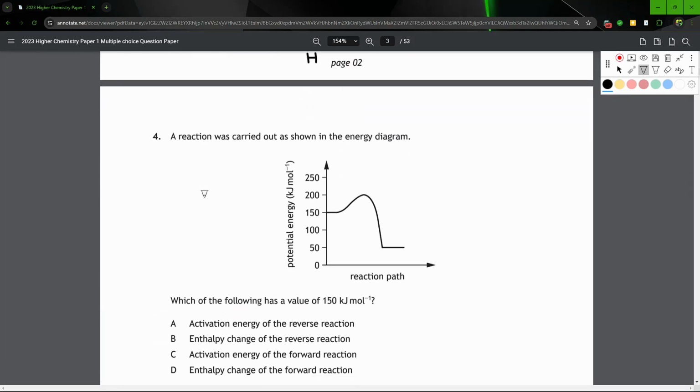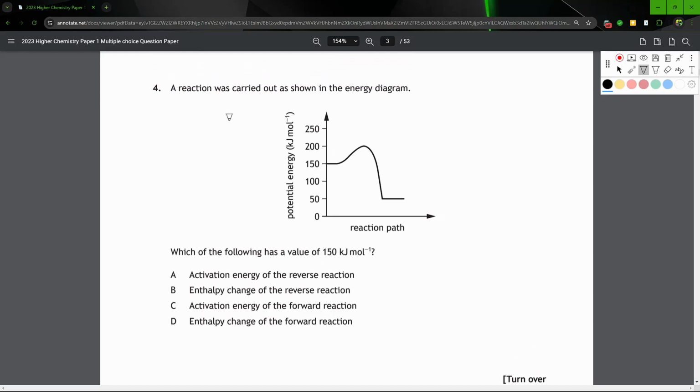Cool. So we see. I'm going to sneeze. Before I do that, I'm going to do number 4.